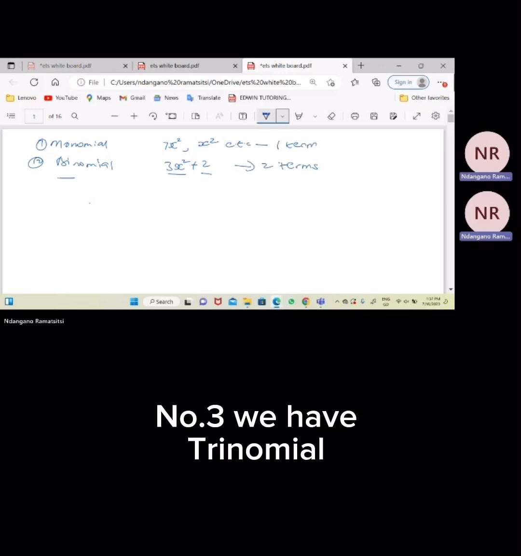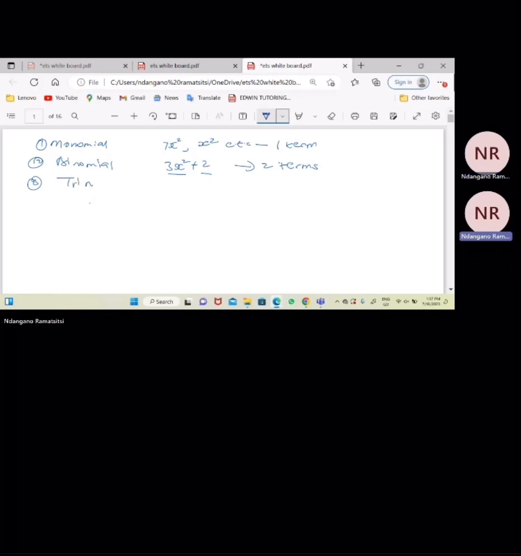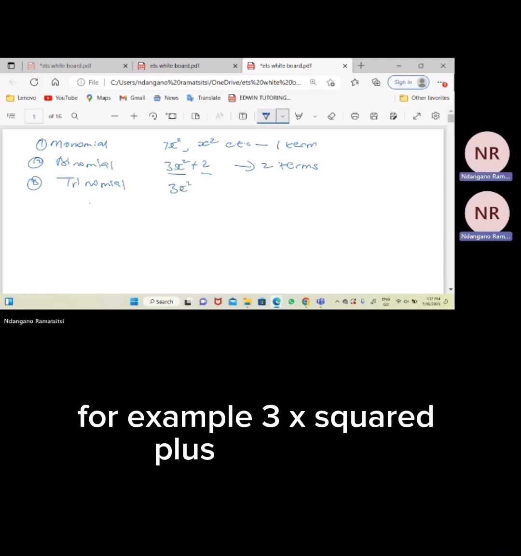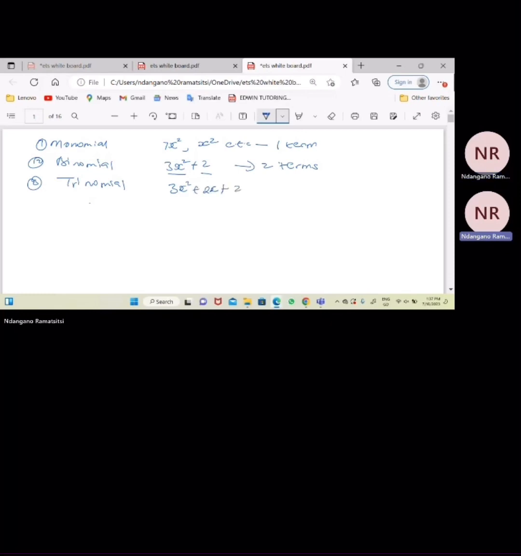Number 3, we have trinomial. For example, 3x squared plus 2x plus 2. 1, 2, 3. It means it has three terms.